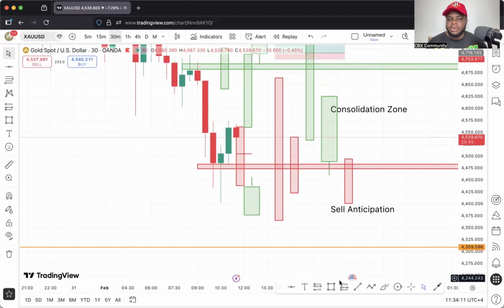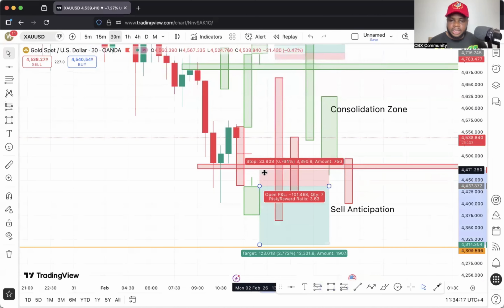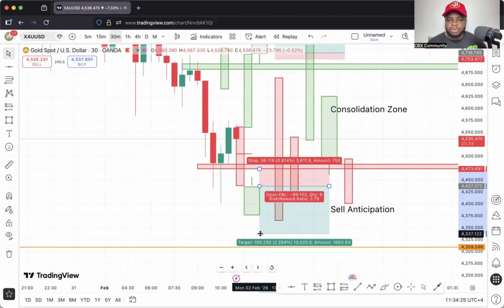So you need to ask yourself, where will you put your stop loss? If your take profit is here, and let me say the wick is here, or your stop loss is here according to your trading plan, then you can anticipate this bearish candle to continue to come down to this position or to this position.